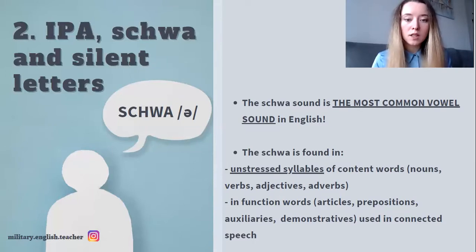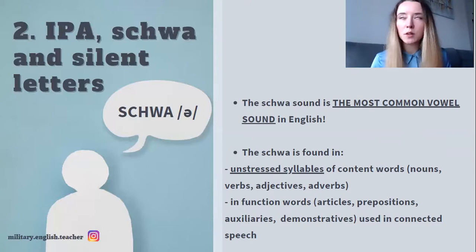The schwa sound is found in unstressed syllables of content words. I know it might sound very technical, but it's actually very simple. We talked about content words. What are they? They're the ones that carry the meaning: nouns, verbs, adjectives, adverbs. So every word in English has a primary stress. This is the one that when we speak, we raise a little bit on this syllable. For example, the word engineer, right? We raise on the last syllable. It's not engineer, it's engineer, the last one. This is the one that is stressed.